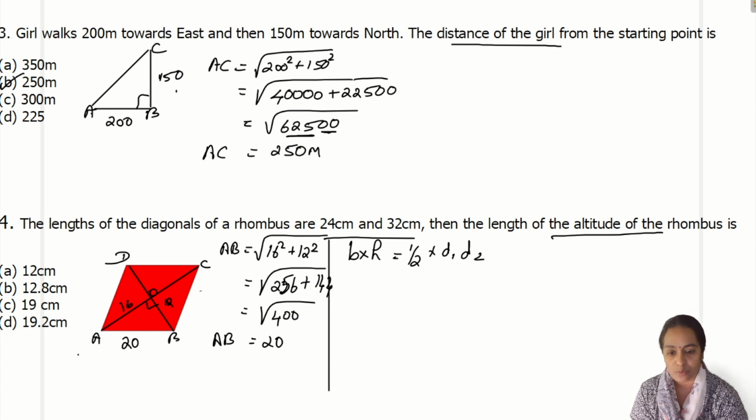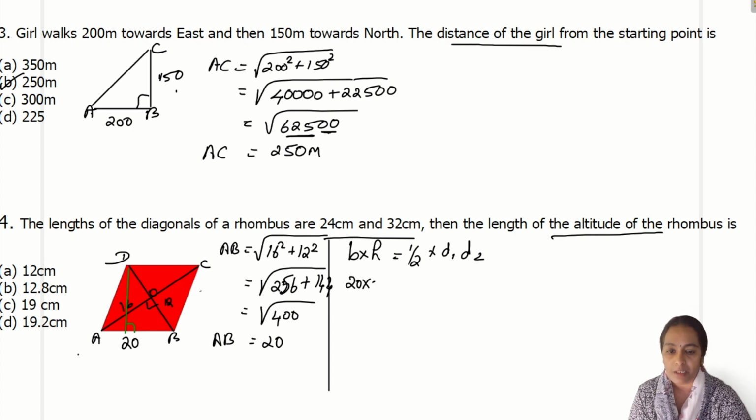My base is 20. So let me draw the perpendicular height, the altitude. So this is the altitude of the rhombus, which I've shown in green color there. So the base is 20.